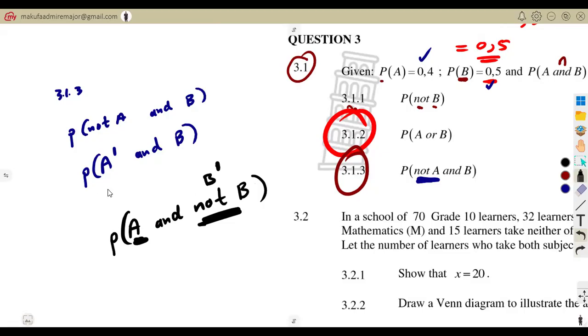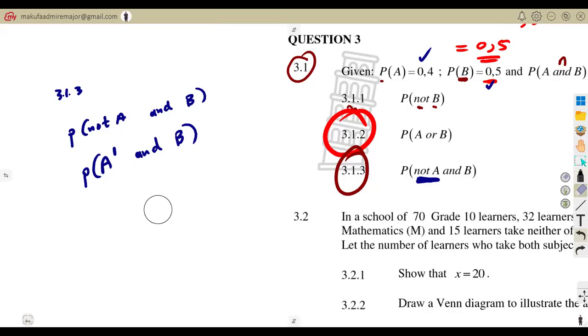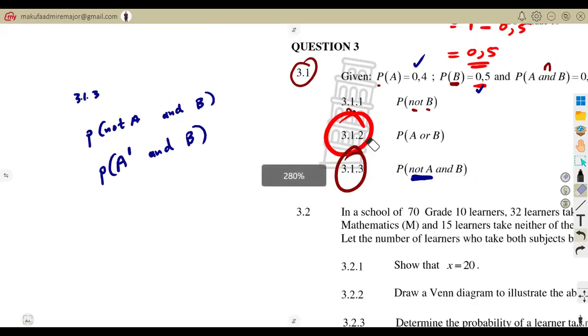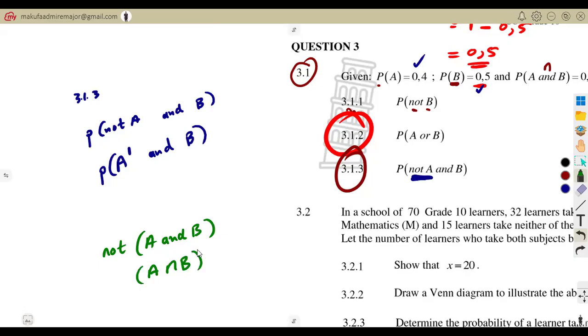So how do you find this probability now? Remember, when you're dealing with the presentation of Venn diagrams, I'm going to have a class actually to talk about this, because that is the easier part. Let's ignore this one. Let's say we're talking about not A and B. This is the easier part that you can understand. Not A and B. What does it mean? It simply means A intersection B complement.